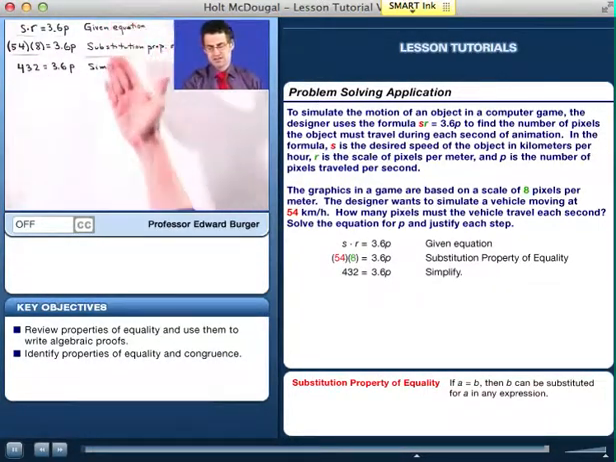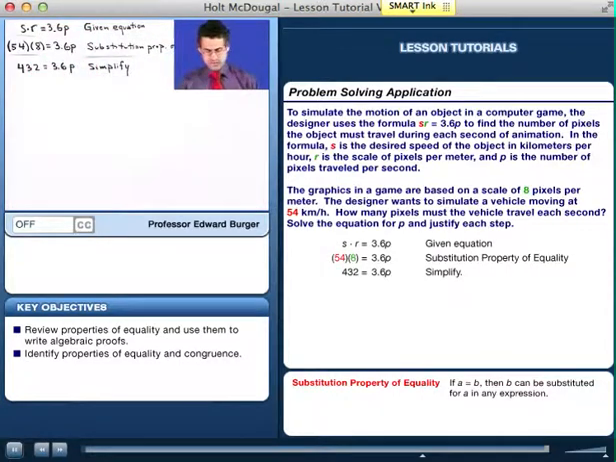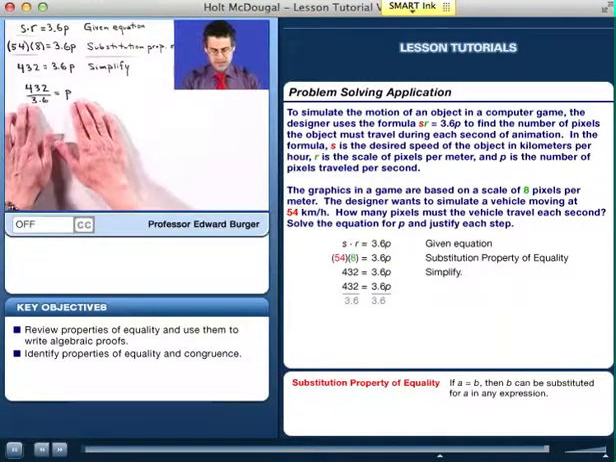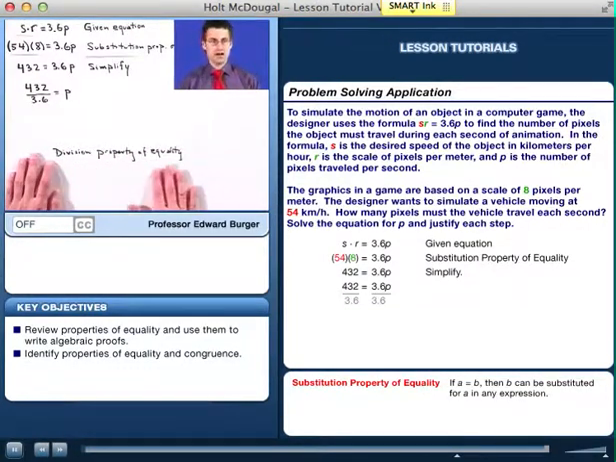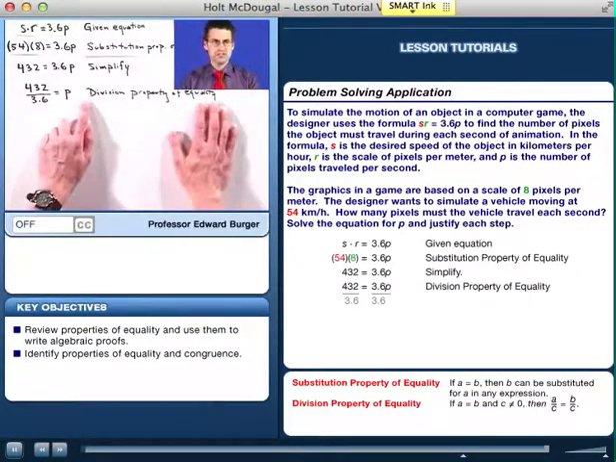See how I'm writing my reasons on this side and the actual steps on this side. What do I want to do now? Now what I'd like to do is divide both sides by 3.6. So I'll do that. And I have 432 divided by 3.6. And what's the reason for that? That's the division property of equality. So that's the division property of equality.